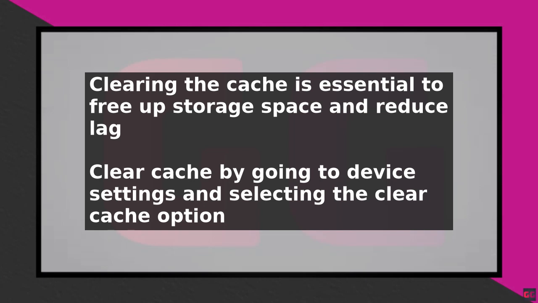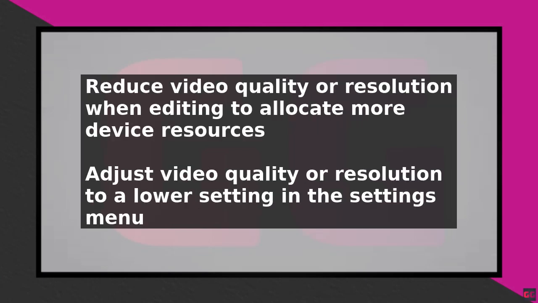Another step is to reduce the video quality or resolution when editing, as high-quality videos can be demanding on device resources. To do this, open CapCut, go to the Settings menu, and adjust the video quality or resolution to a lower setting. Additionally, closing other resource-intensive apps can help allocate more resources to CapCut.